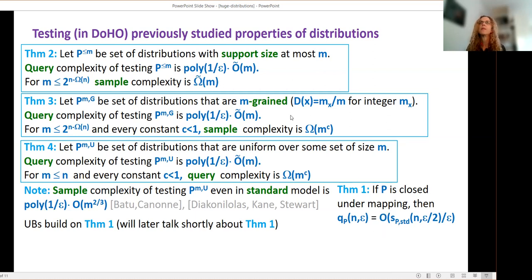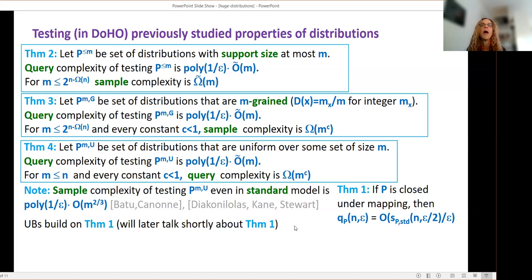So if we look at these results, then it is clear that having support size at most M is a property that is closed under mapping, because by mapping we can only decrease the support. Also, being M-grained is clearly closed under mapping, because when we apply any mapping, we still get an M-grained distribution. But then you say, just a minute, being uniform over a set is not closed under mapping. But this is proved by relating uniformity and being M-grained. So you can see this again in the paper itself.